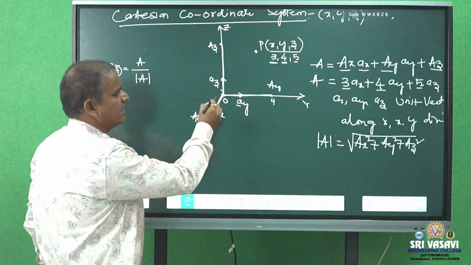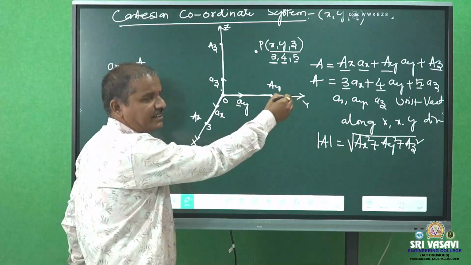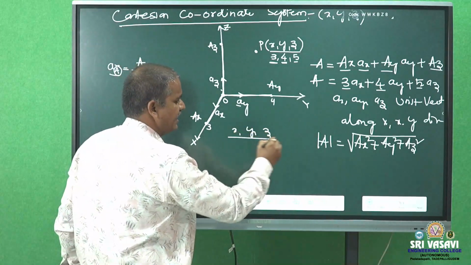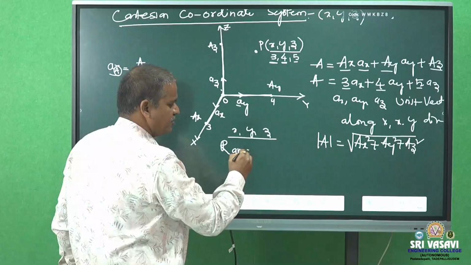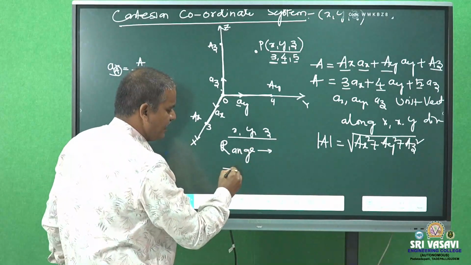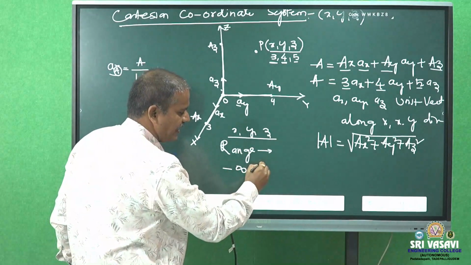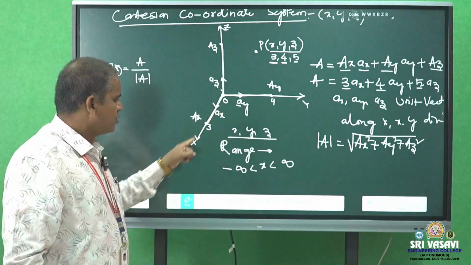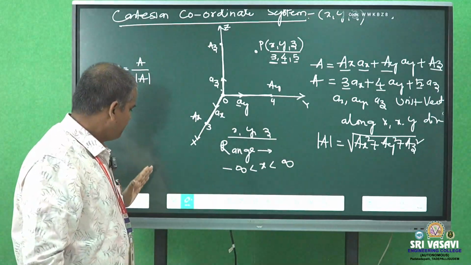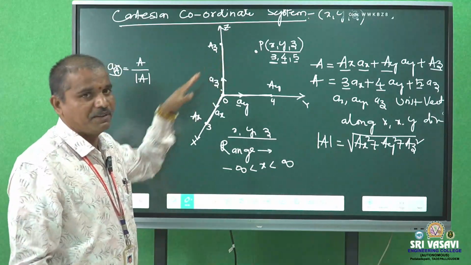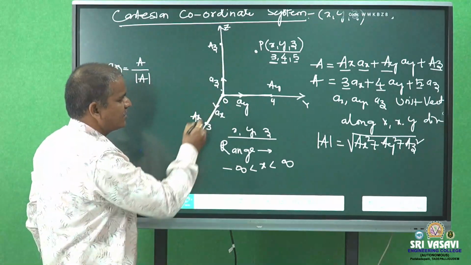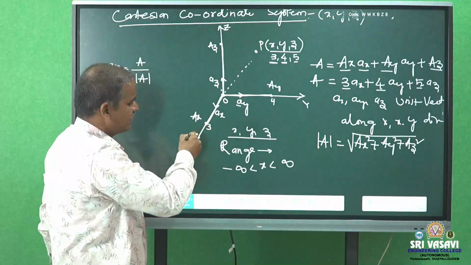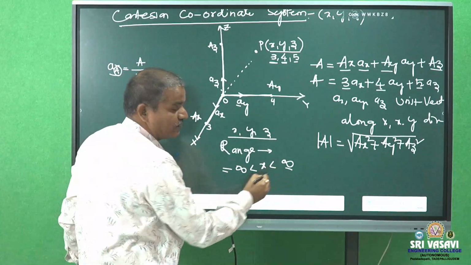For example, it is starting from 0 to y. From what extent is it? So for these x, y, z variables, every variable has the range minus infinite less than x less than infinite. This means the x coordinate goes from plus infinite to minus infinite. This is the positive x direction, this is the negative x direction. Therefore, the x direction exists from minus infinite to plus infinite.